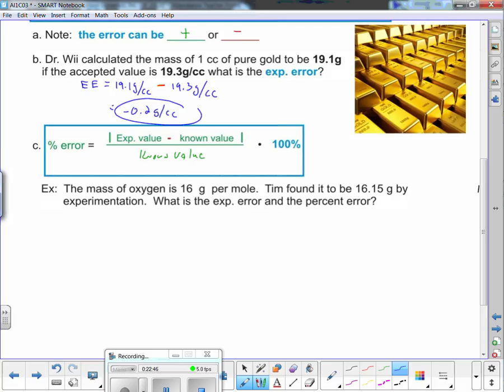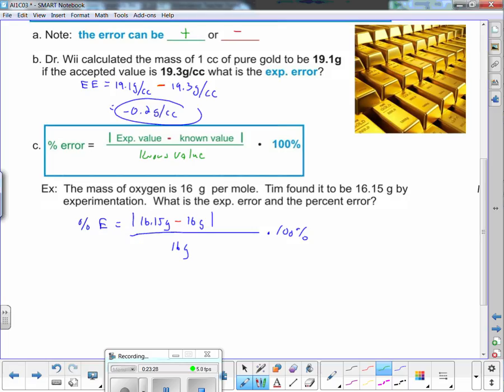Let's do it all within the one formula. Percent error is the absolute value. Somebody tell me what to put in for the experimental value. 16.15 what? Keep the units. The formula has a minus. The known value, they said, was 16 grams. We're taking the absolute value. Which one are we dividing by? Say it if you know it. 16 grams. And then don't forget times 100%.